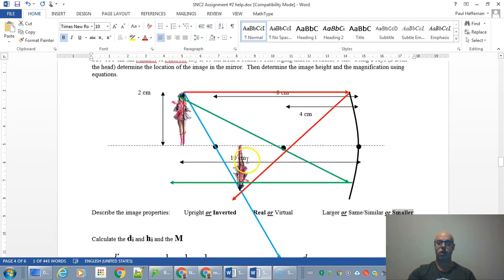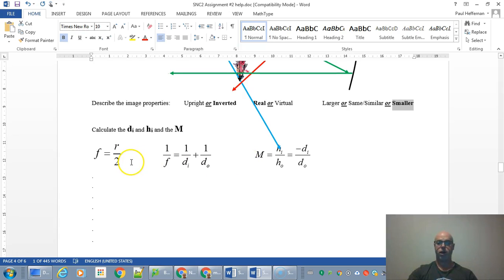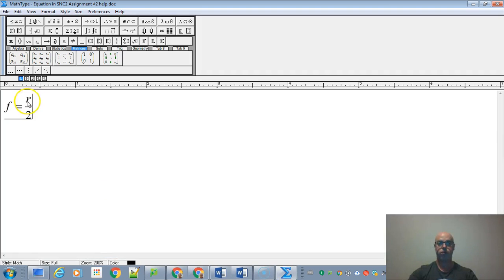Okay, so now we're going to use these numbers, and we're going to plug them into the equations here to solve for what the image would look like. So first of all, you want to find the focal length. So as you can remember, the focal length is just going to be half of the radius. So if we have an 8 centimeter radius, okay, then our focal length will be 4 centimeters. Okay, there we go.